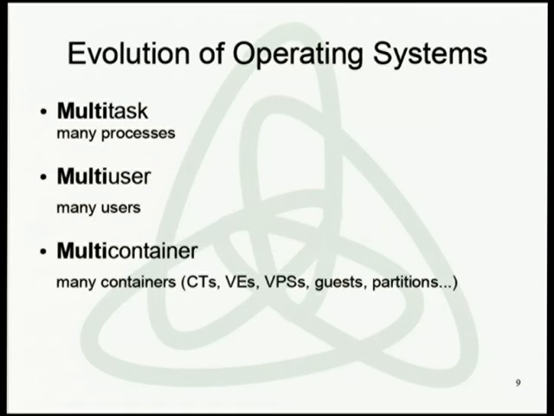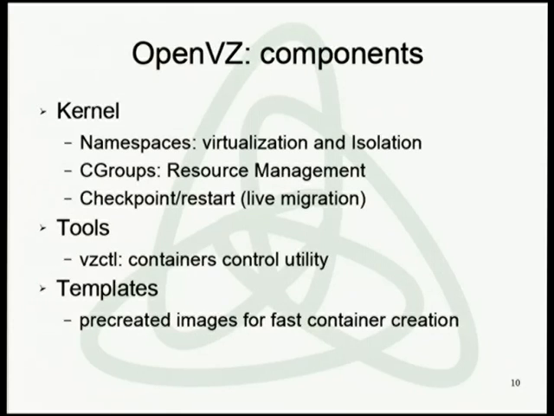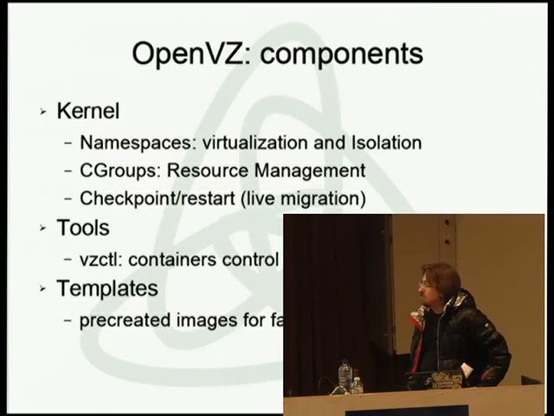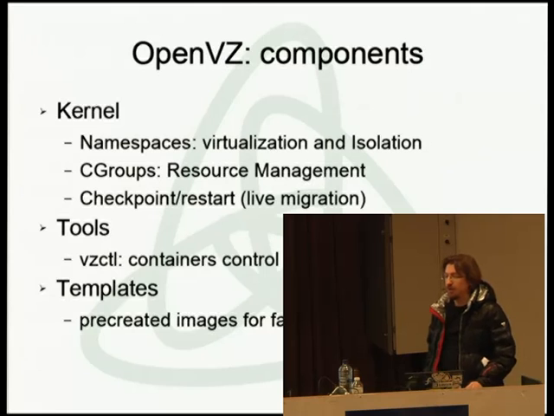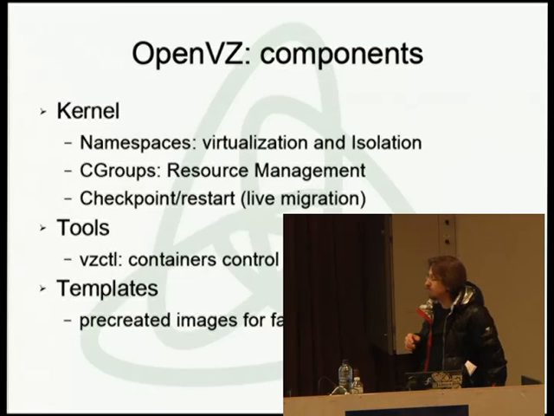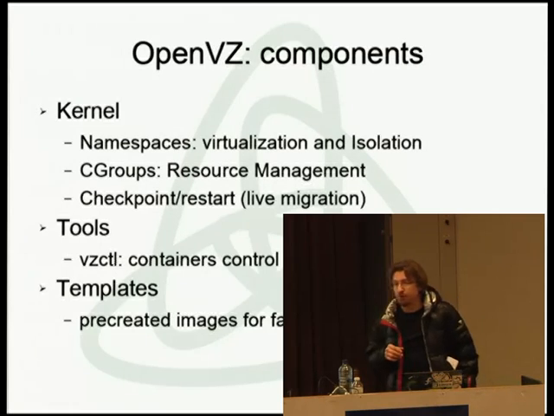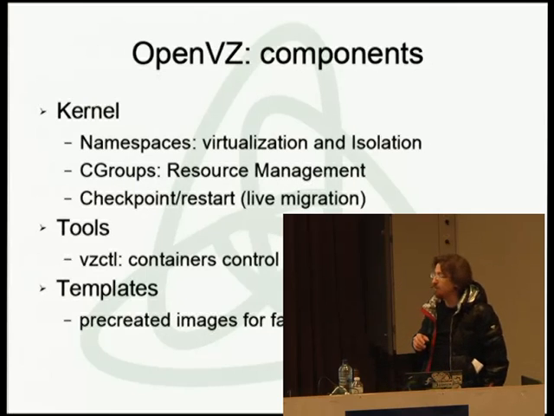So let's go and see what OpenVZ consists of. Of course, most of the stuff is in the kernel, and it's the kernel which provides the ability to have many containers on top of it. And the means that the kernel uses to do that are, first of all, namespaces, which provide virtualization and isolation between those containers. Then there are cgroups, which are a resource management control mechanism.